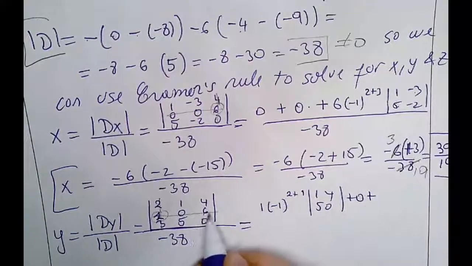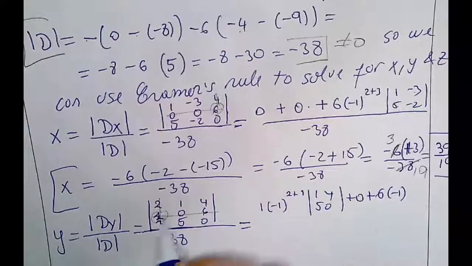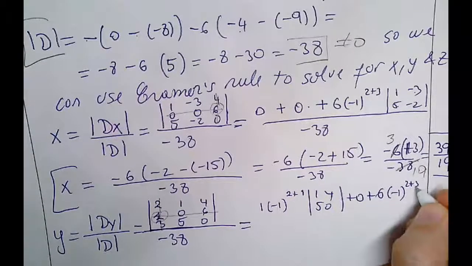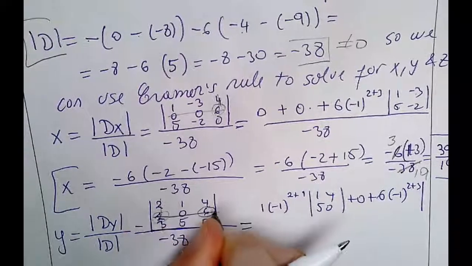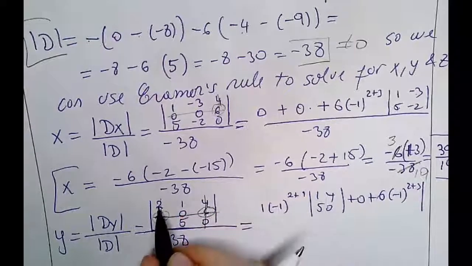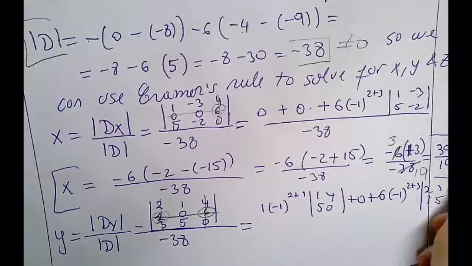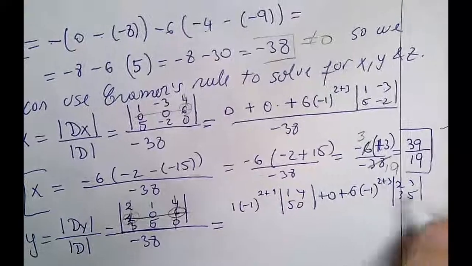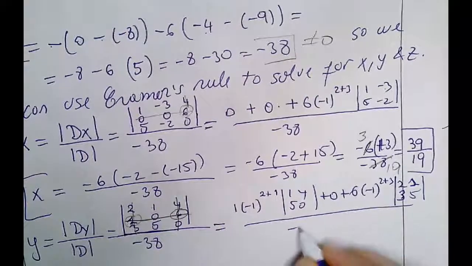Plus the third element is 6 times negative 1 to the row 2, column 3, so 2 plus 3, and the minor. So the minor will be, I'm removing row 2, column 3, so it's going to be 2, 1, 3, 5. And then divided by negative 38.